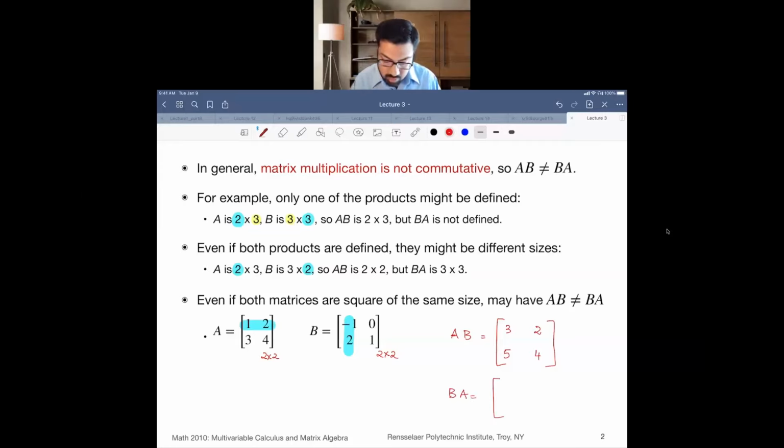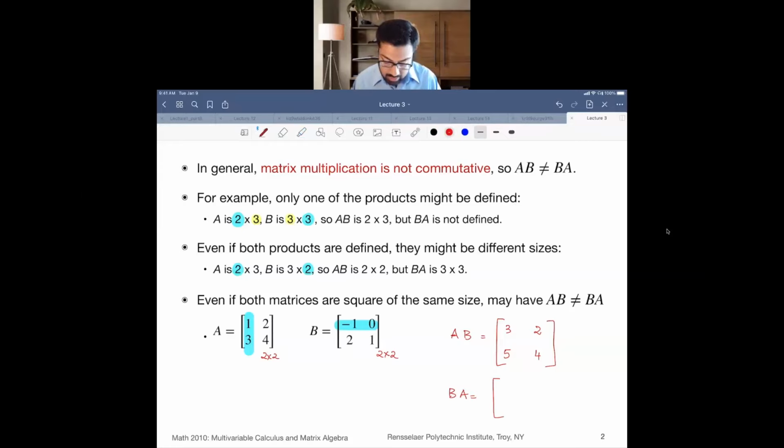And in this case, what you're doing is you're reversing it, right? So the first entry is computed by taking the first row of B and multiplying it with the first column of A to get the row 1, column 1 entry in B times A. So in this case, what are you going to get?